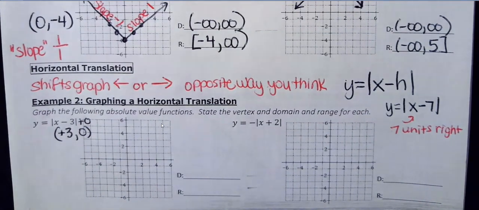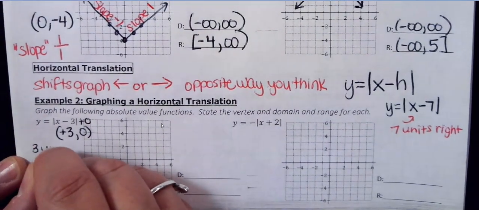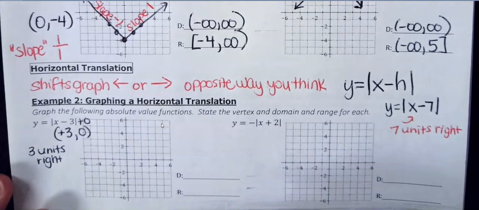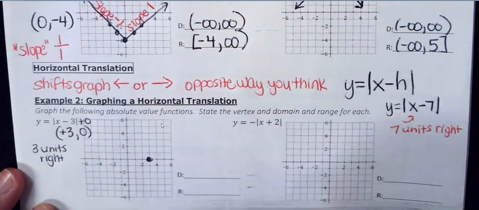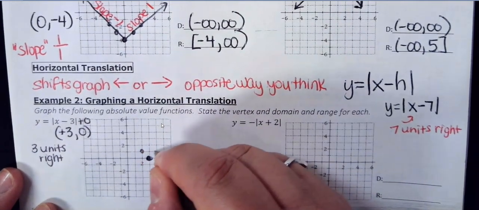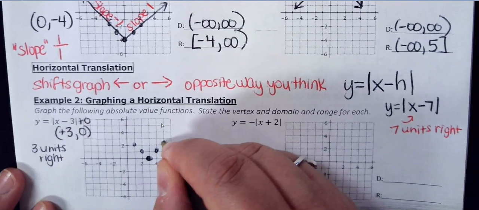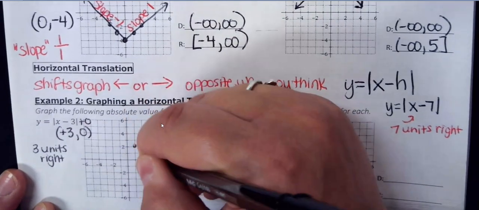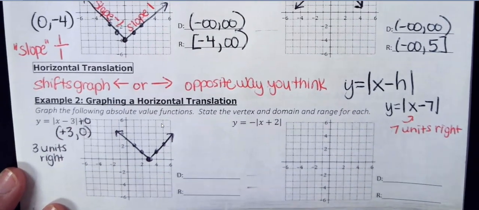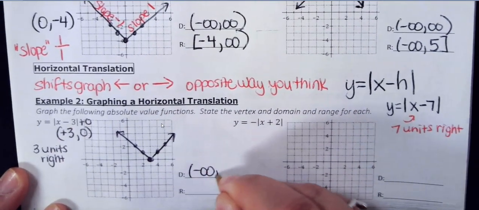So this is actually going to go 3 units to the right is going to be the shift here. So I'm just going to graph that 3, 0, and then we're just going up 1 over 1 on either side. So that vertex will be right on the x-axis here. Now, no matter what, domain for all of these is going to be -infinity to infinity.